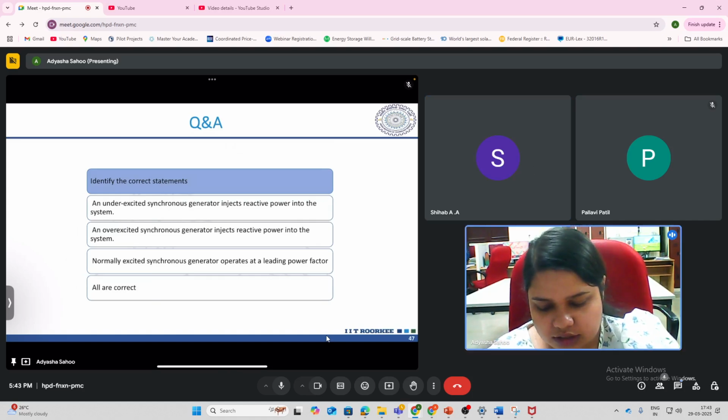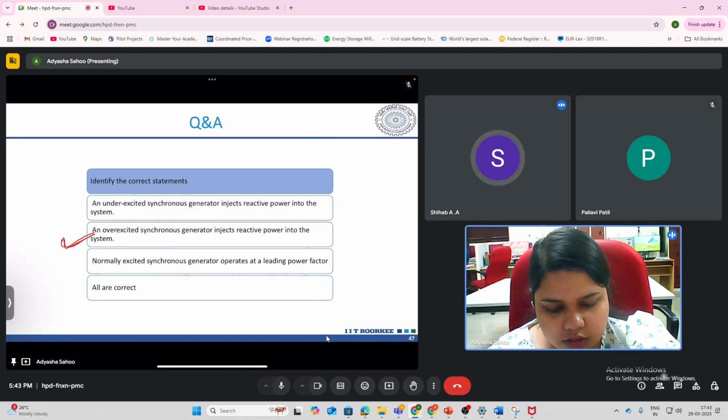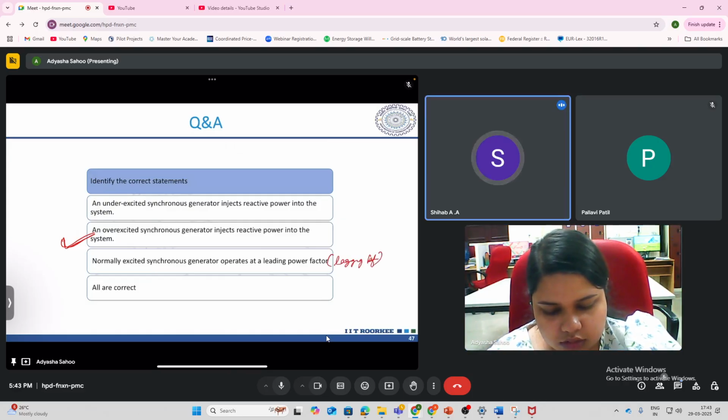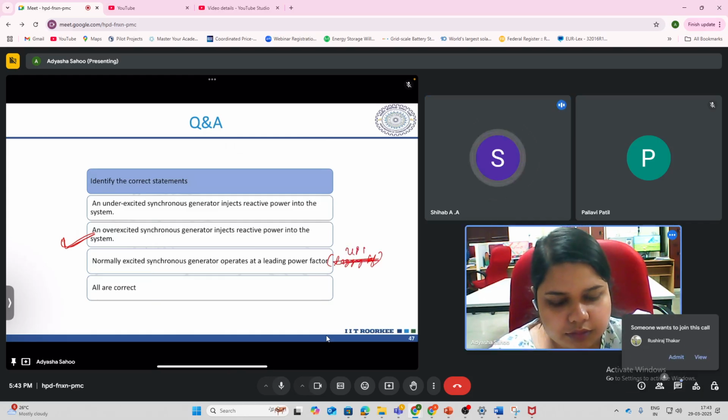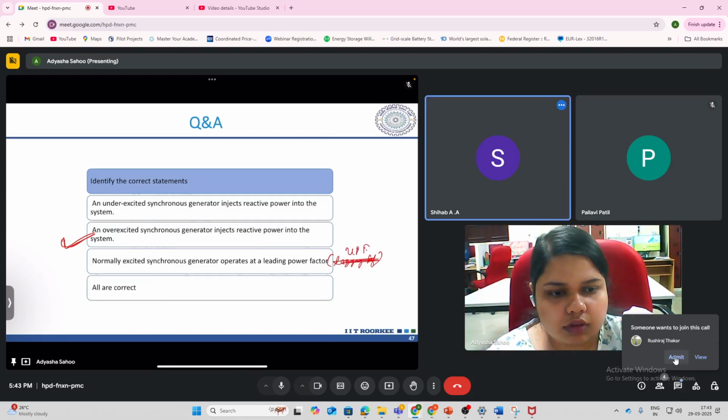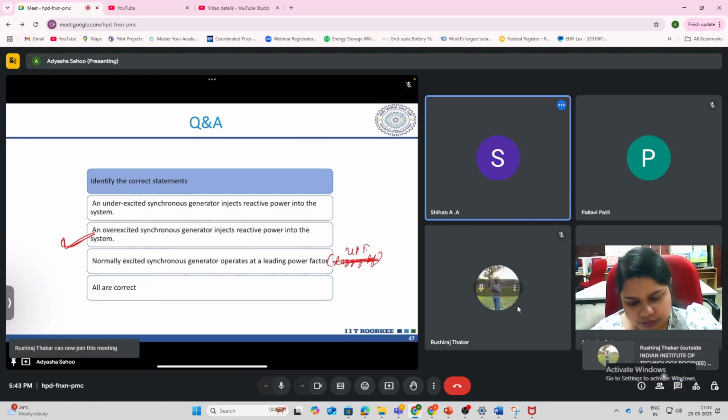Yes, an overexcited synchronous generator can inject reactive power, and an underexcited one will absorb reactive power. In normal condition, it is operating at lagging power factor. No, it is UPF. Yes, this is the same question.